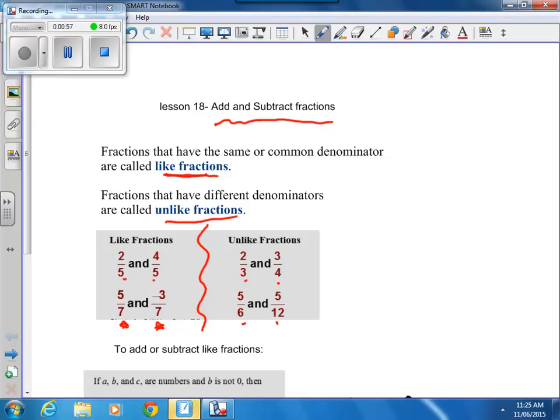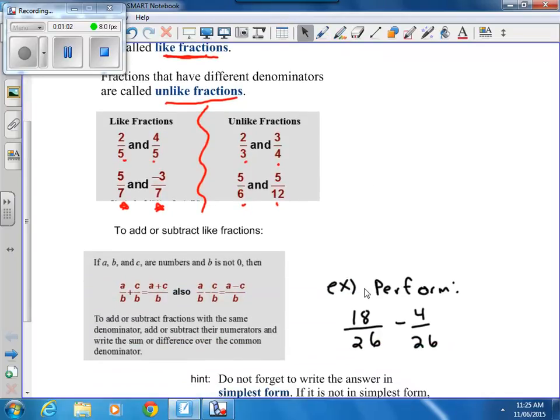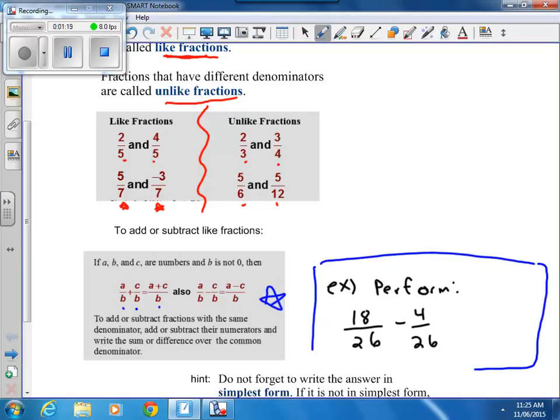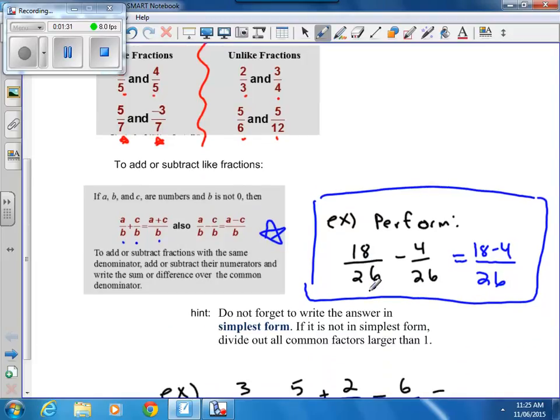So, something that we know is how to add or subtract like fractions. I have a little bubble here for you to bear in mind. If you have a over b plus c over b, that's a plus c all over b. You keep the same denominator. For example, I have a little example for us to do together over here, 18/26 minus 4/26 is just 18 minus 4 all over 26, which is clearly 14 over 26.